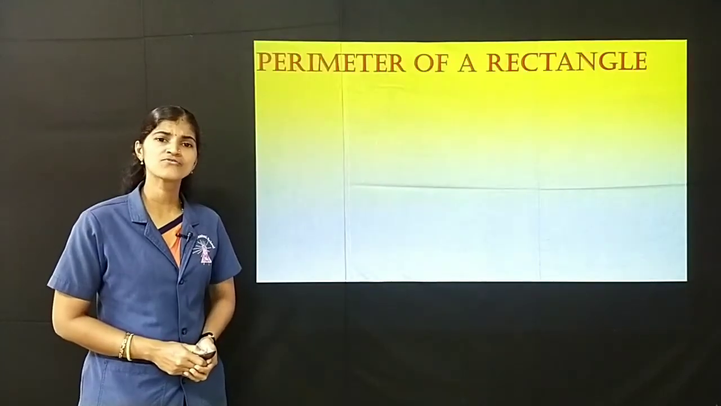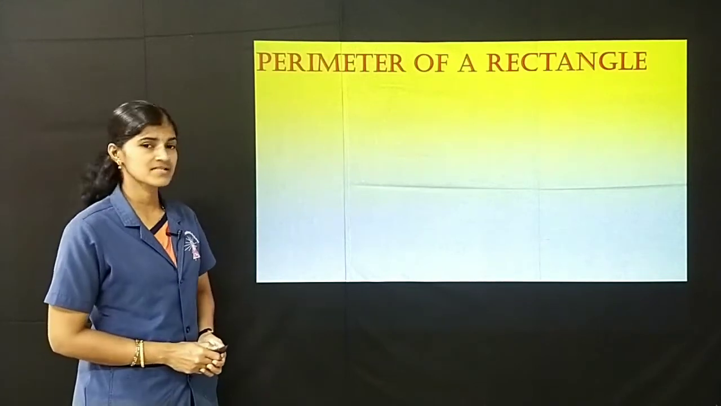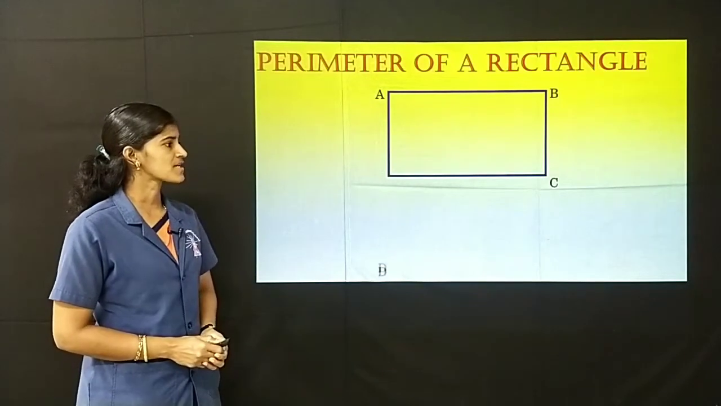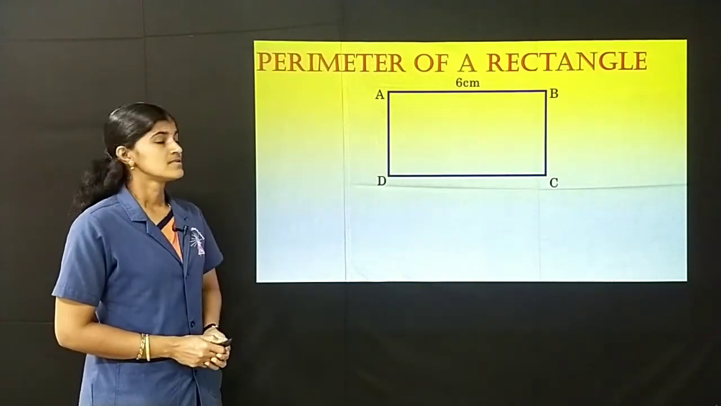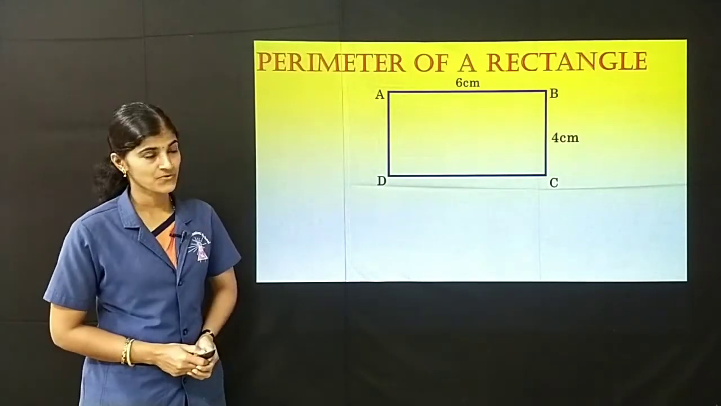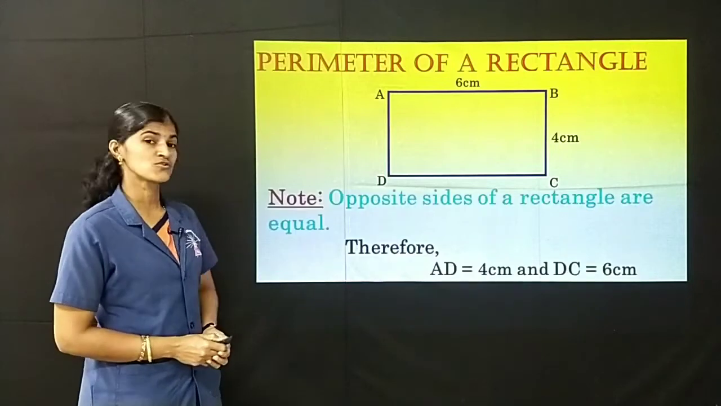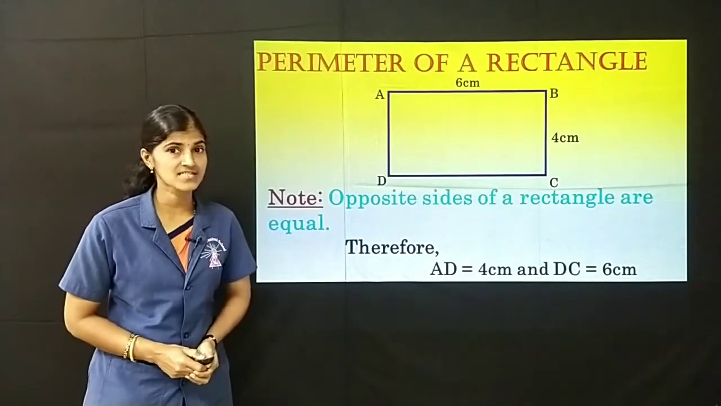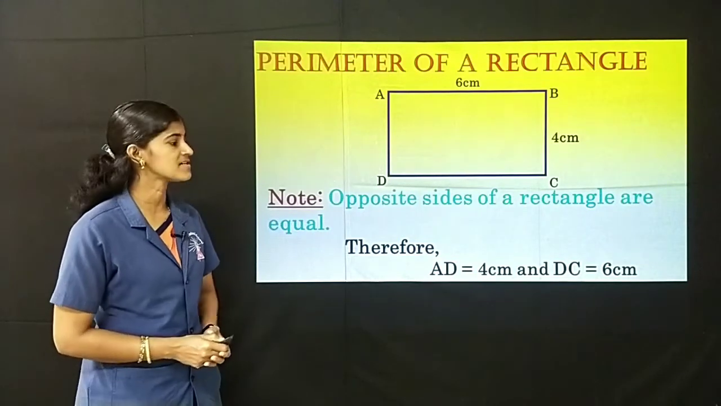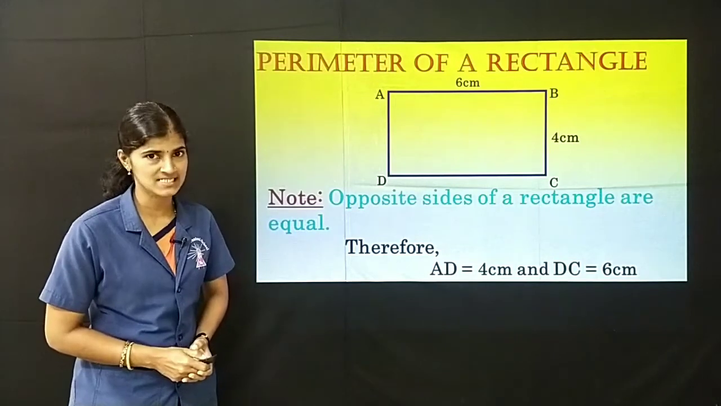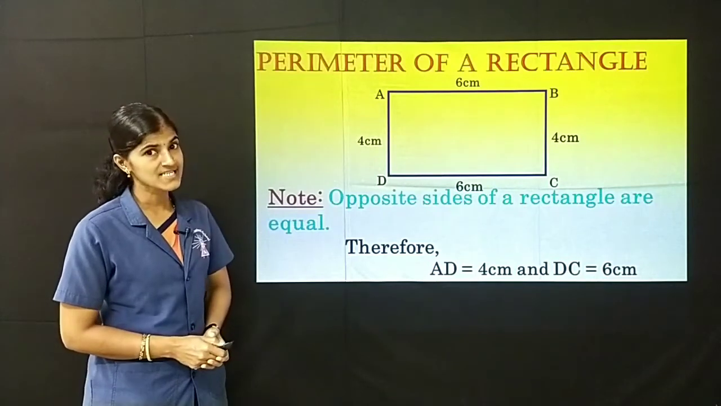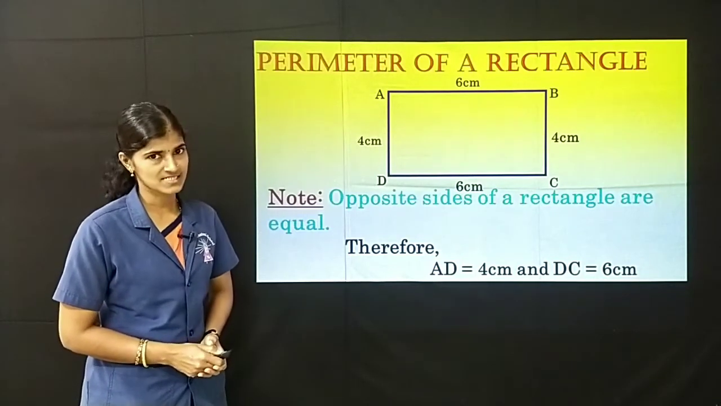Now, how do we find the perimeter of a rectangle? We can take the same rectangle ABCD. ABCD is a rectangle. AB is of length 6 centimeter, and BC is 4 centimeter. We know the rule that opposite sides of a rectangle are equal. Therefore, AD should be equal to 4 centimeter and DC should be equal to 6 centimeter.